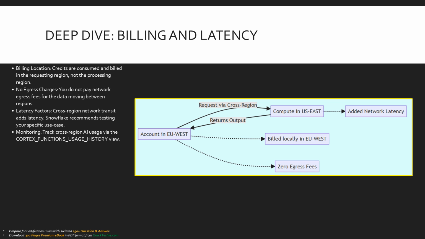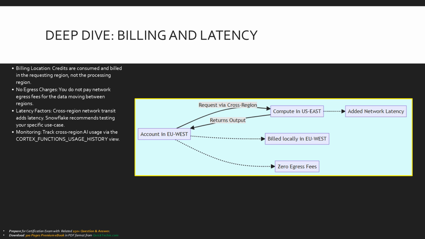You do not incur any data egress charges for cross-region inference. However, physics still applies. Routing data thousands of miles across the globe introduces network latency. While the models are blazingly fast, the transit time will add milliseconds to your response. Therefore, Snowflake highly recommends running latency tests for your specific, real-time interactive applications before moving them to production. You can monitor all of this activity and token consumption seamlessly using the Cortex function's usage history view.